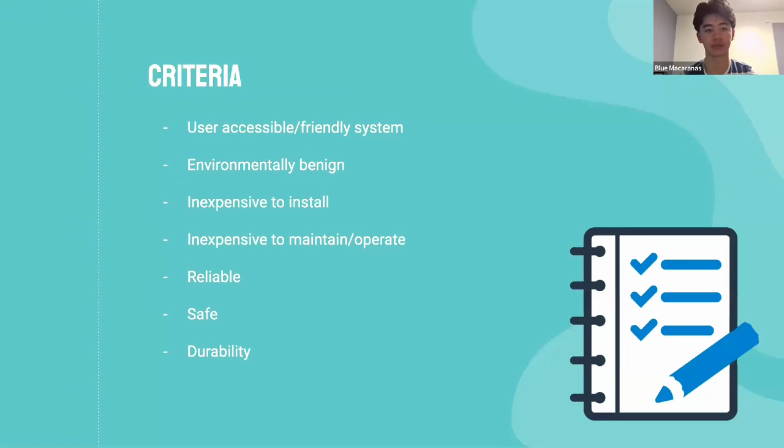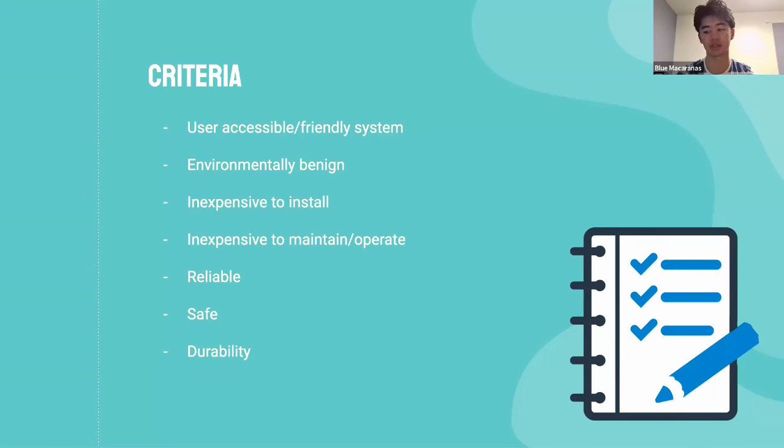Based on our objectives, we listed these criteria. User accessible, friendly system. Like I said, it should be accessible by anyone. It should be a straightforward system. Environmentally benign is having no harmful impacts on its environment, and inexpensive to install is installation costs.